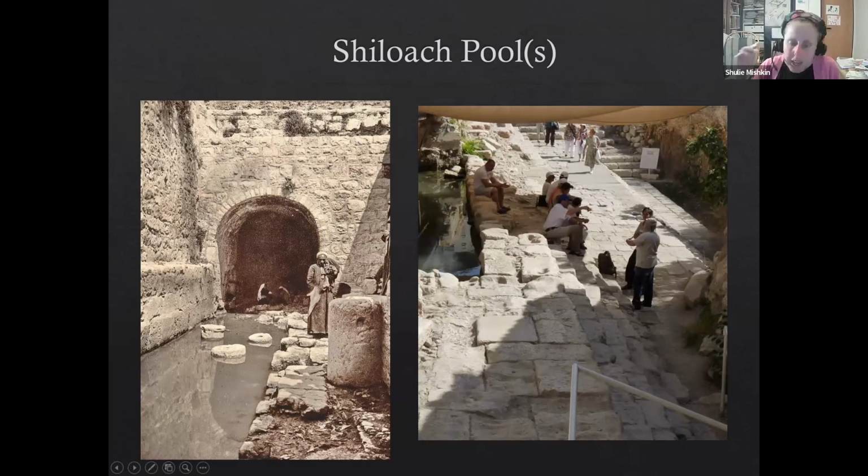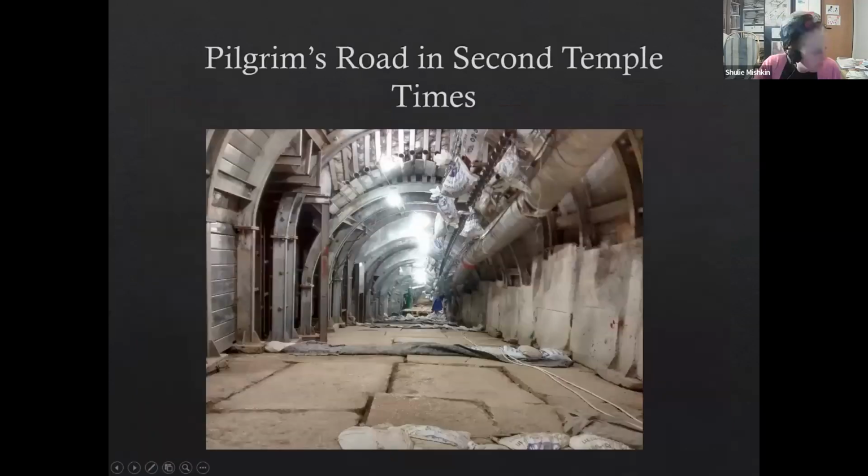But again, in the late 90s, the early 2000s, there was a discovery made of the Shiloah pool of Second Temple times, this big, massive pool. We hear about it a lot in rabbinic literature. This is where the water is brought for pouring out the water on the altar in the temple. This is where people would come when they came on pilgrimage. And today you could go see this pool, the Second Temple period pool.